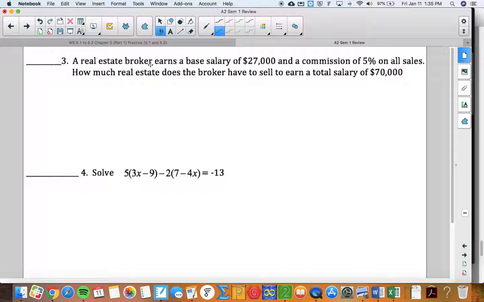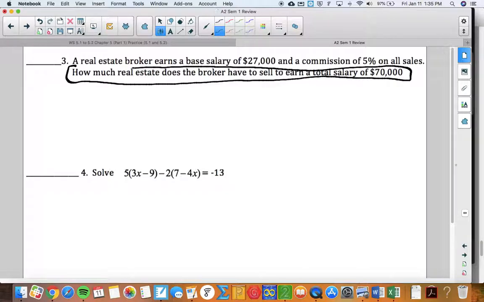A real estate broker earns a base salary of $27,000 and a commission of 5% on sales. How much real estate does the broker have to sell to earn a total of $70,000? So this is base plus commission, and then 5% on all sales. So what I want to know is the total sales amount.